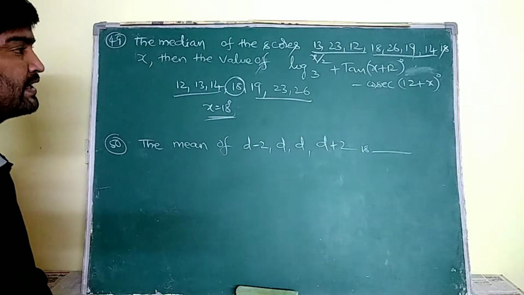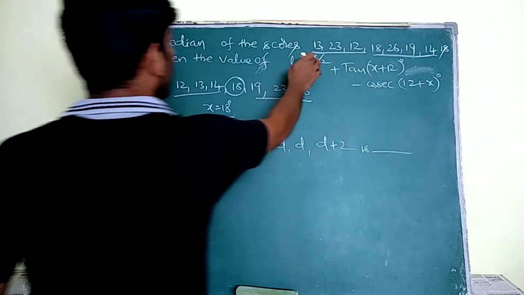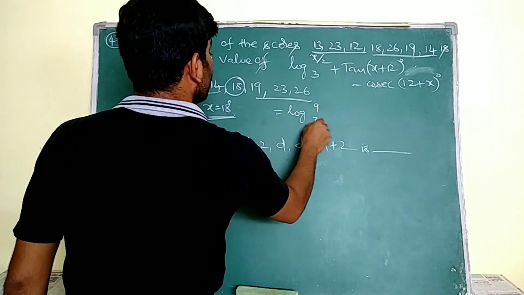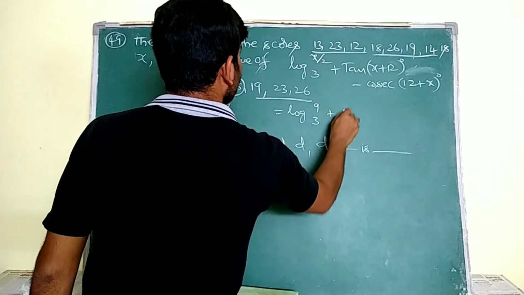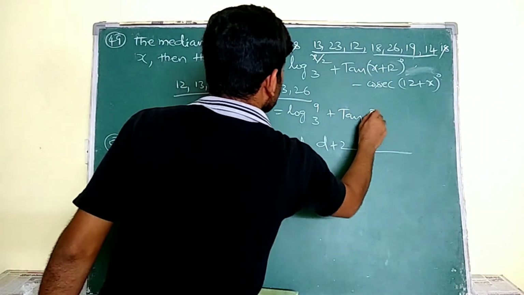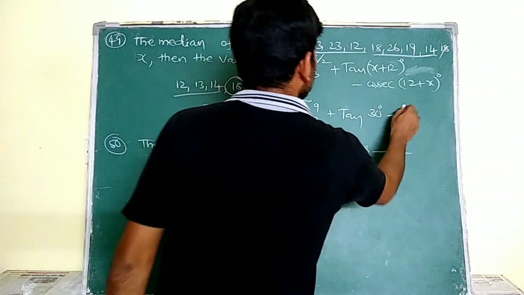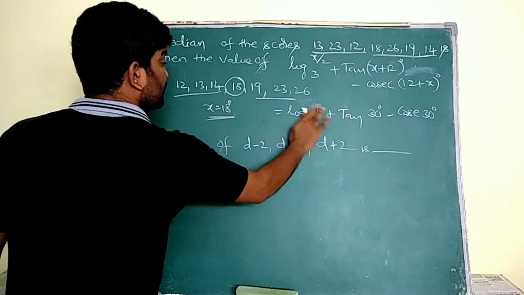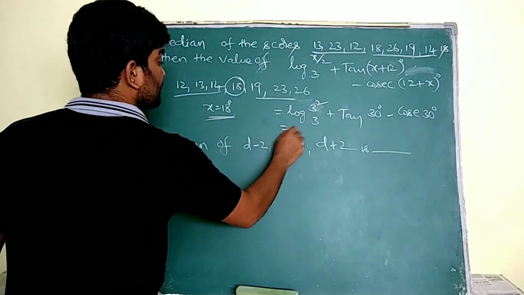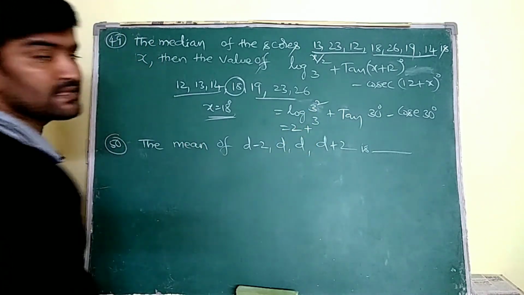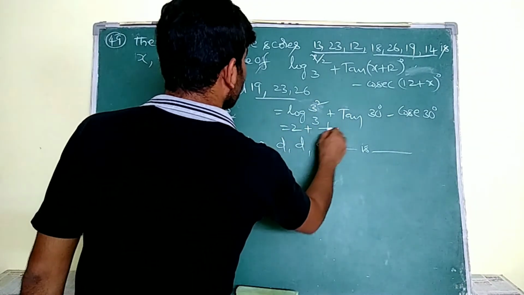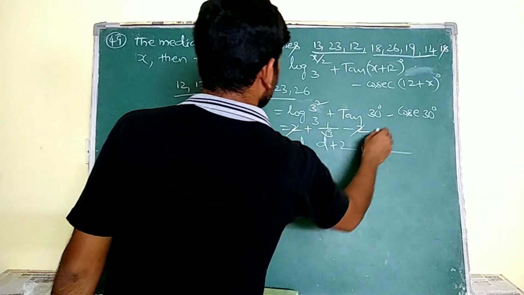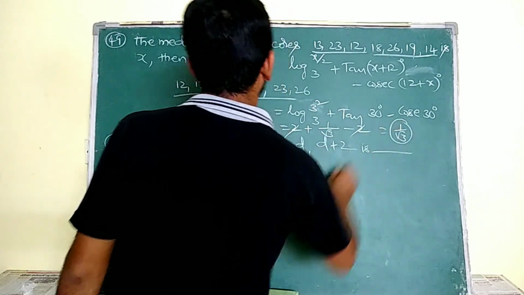If x is equal to 18 degrees, we substitute that x value here. Then log of 18 by 2, that is 9, base 3, plus tan of 18 plus 12, that is tan 30 degrees, minus cosecant 30 degrees. So for log 9 base 3, I arrange 9 as 3 square. Then the 2 comes out, 2 into log 3 base 3 is 2. Plus tan 30, we know that is 1 by root 3. Cosecant 30 is 2. So this 2 and 2 are cancelled, then 1 by root 3 is my answer.